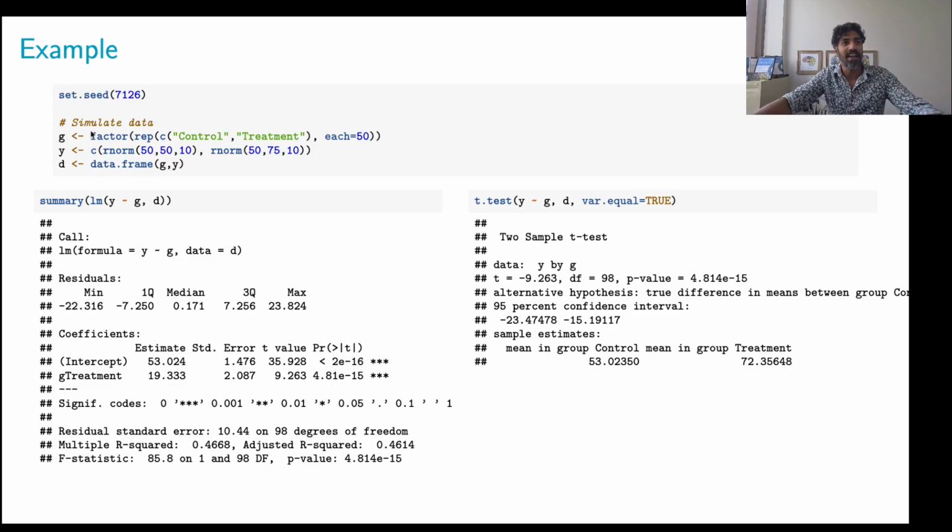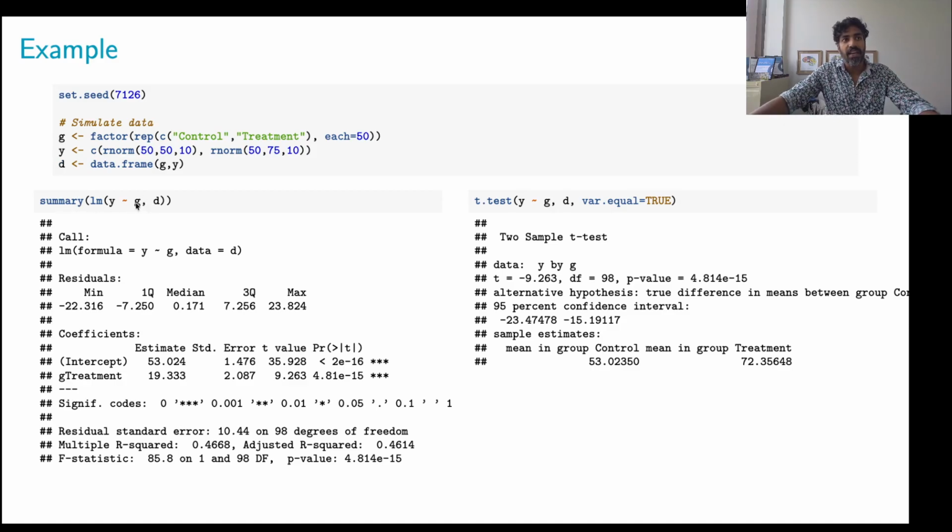So, simulate data. I've created a variable, which is a factor, a categorical variable with a control and treatment group of 50 participants each. And then I created a variable which has a normal distribution for 50 participants with a mean of 50, standard deviation of 10, and then 50 participants, mean of 75, standard deviation of 10. And then I want to put this data all together into a data frame, so combine G and Y. And you can look at that data frame there. I've assigned each of these to G, Y, and D as the data frame.